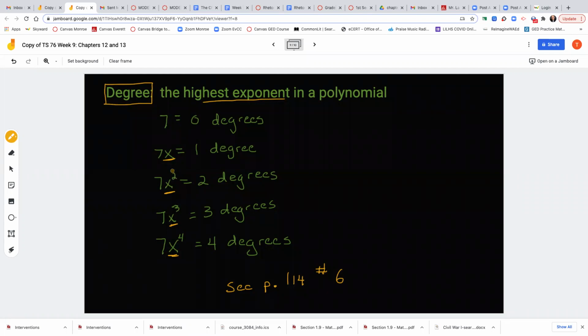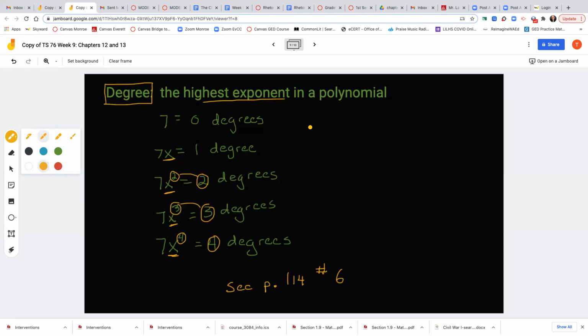7x squared, now the degree just matches up with the exponent. 7x to the third, it's 3 degrees, okay? You'll notice that those match, okay? 7x to the fourth, it's called 4 degrees, okay? And so I want to do a little bit of practice here. I'm going to write something on the screen here, and I will change colors just to do this.